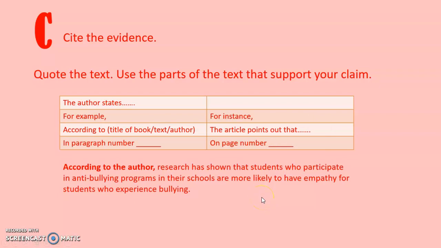And this example says, according to the author, research has shown that students who participate in anti-bullying programs in their schools are more likely to have empathy for students who experience bullying.